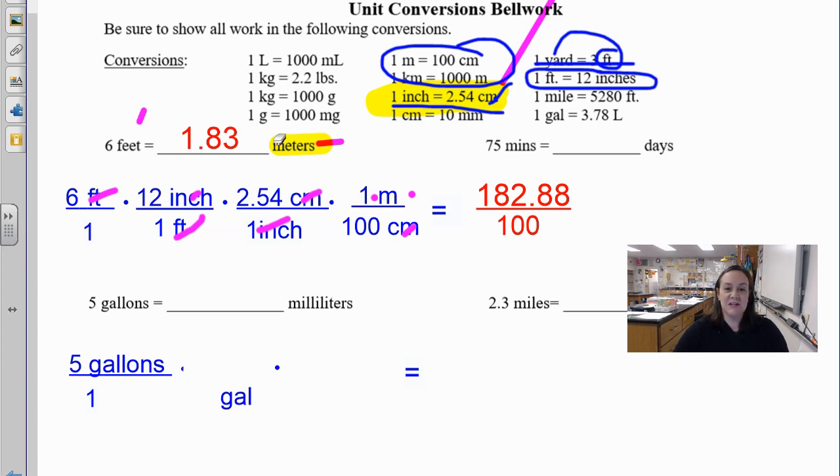And remember, G is grams. So we want gallons. 1 gallon is 3.78 liters. And I want to be in milliliters, so I'm going to put liters at the bottom, and then I'm going to look up at the top, and I'm going to see how I can take liters into milliliters. And you see this first one at the top here.